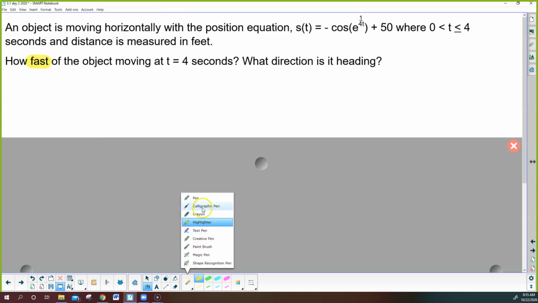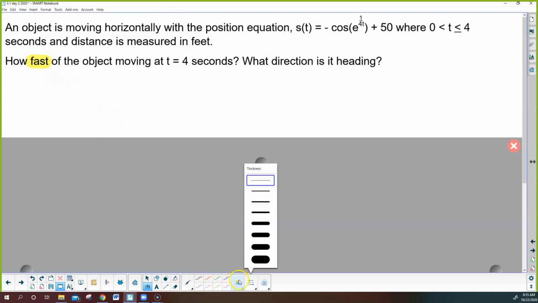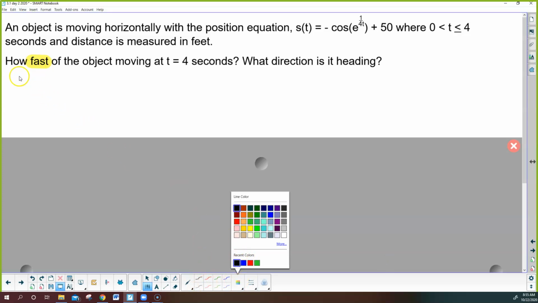So we need to connect with that word fast, right? Fast is going to imply velocity.